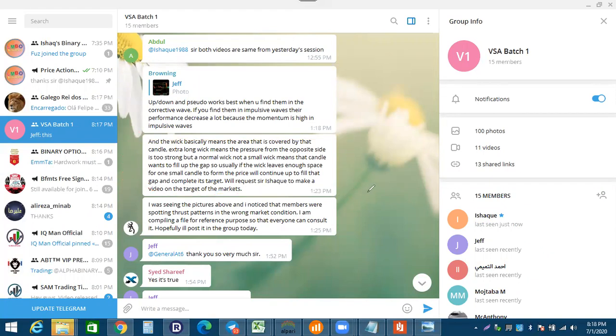Okay, I'm reading. The wick basically means the area that is covered by that candle. An extra long wick means the pressure from the opposite side is too strong, but a normal wick, not a small wick, means that the candle wants to fill up the gap. So usually if the wick leaves enough space for one small candle to form, the price will continue up to fill that gap.